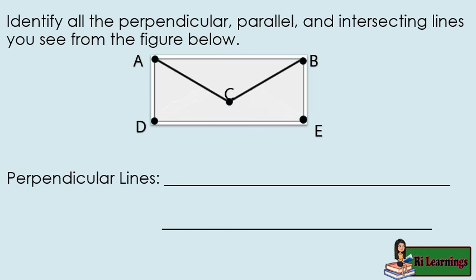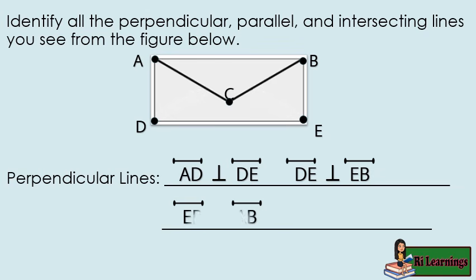What are the perpendicular lines? Line segment AD is perpendicular to line segment DE. Line segment DE is perpendicular to line segment EB. Line segment EB is perpendicular to line segment AB. Line segment AB is perpendicular to line segment AD.